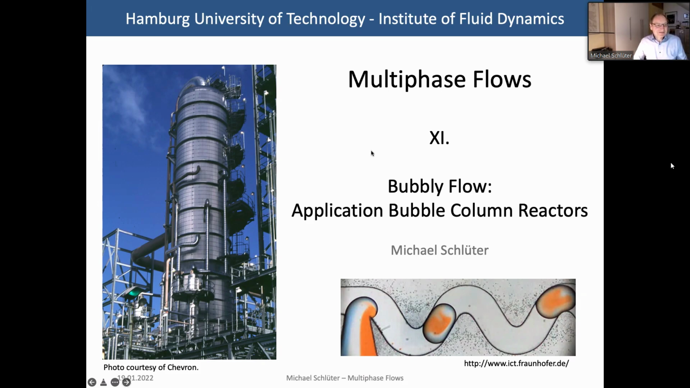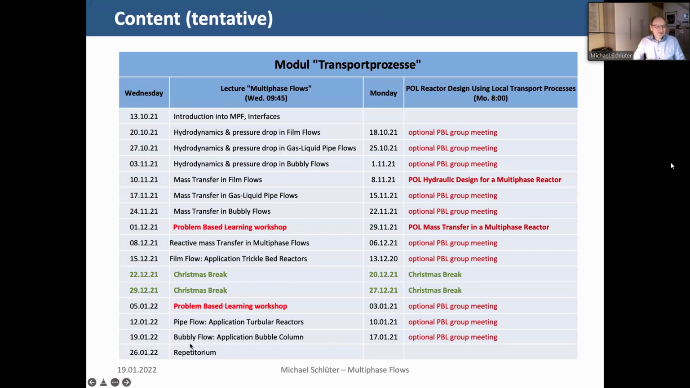It's the last lecture with some new content, and as you can see, we will talk about bubbly flow together now. Bubbly flow as one application is a bubble column, so we'll talk about bubble column reactors and the application of bubbly flows. This is one of the processes that can be used for the chlorination reaction that you have for your exam and the PBL exam.